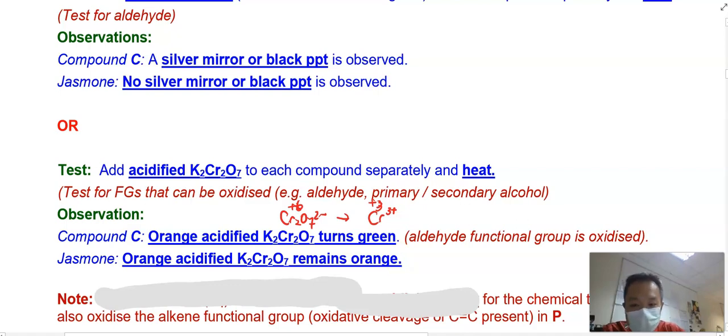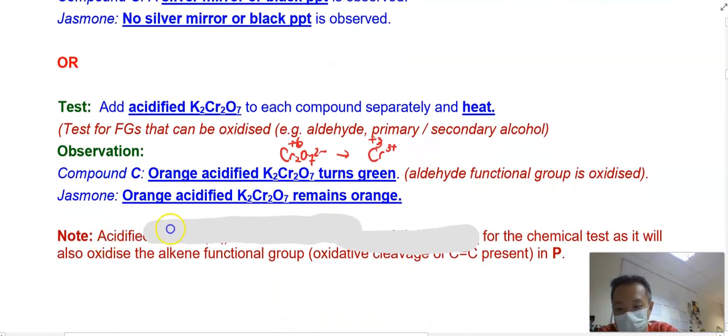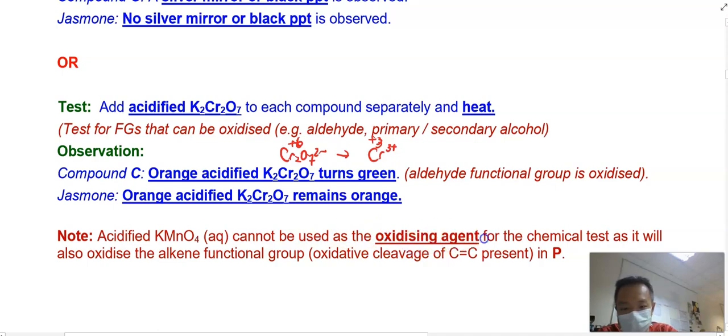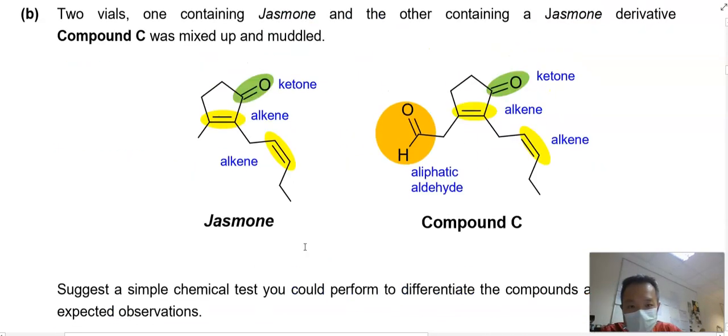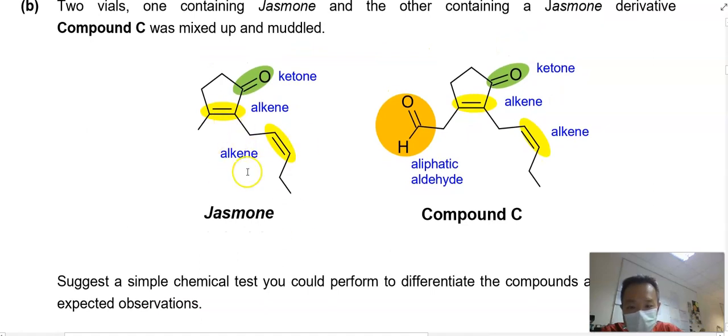Take note, in this case, you cannot use KMnO4 again for a similar reason, because KMnO4 is a very strong oxidizing agent. It will oxidize the alkene and cause oxidative cleavage of the C=C double bond. So in this case, both Jasmine and compound C will be oxidized by KMnO4, and therefore KMnO4 is not a suitable chemical test. Okay, with that, I'm done with question 3.